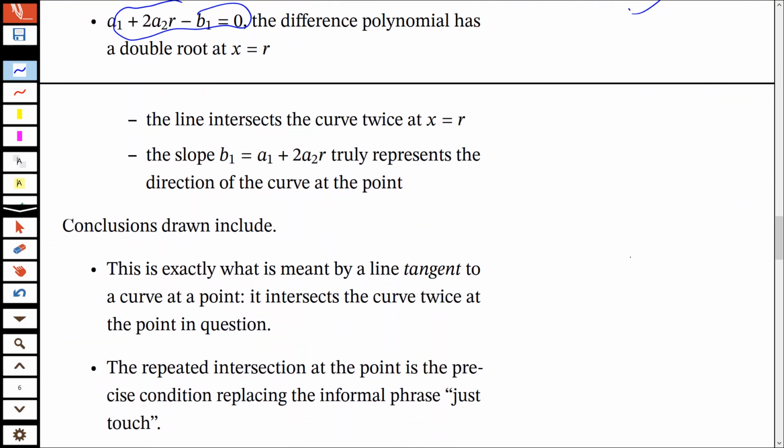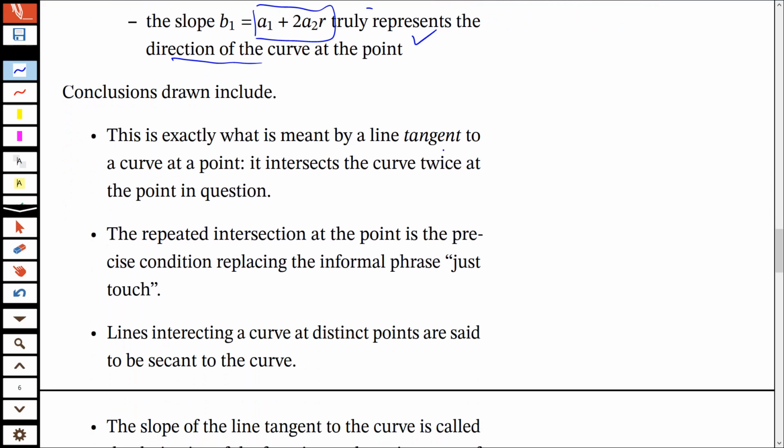So this is a special value of b1. According to this equation, if you take this b1 to the other side, it must equal this value, a1 plus twice a2r. This slope truly represents the direction of the curve at the point. So what conclusions can we draw? This is exactly what we mean by a line tangent to a curve at a point. What do we mean by a line tangent to a curve at a point? You have used geometry concepts, but we now provide an algebraic explanation for that.